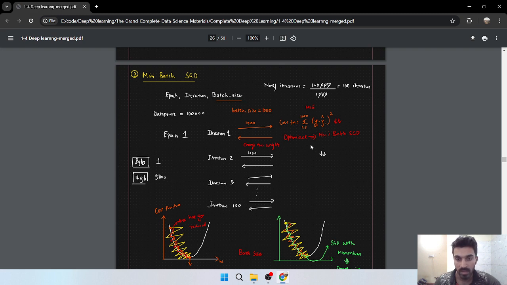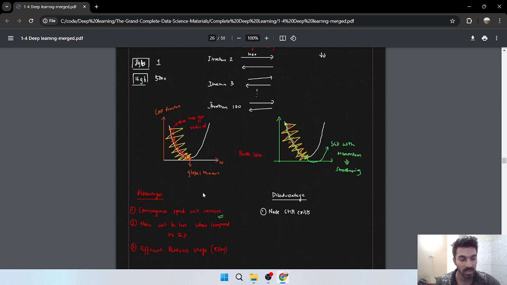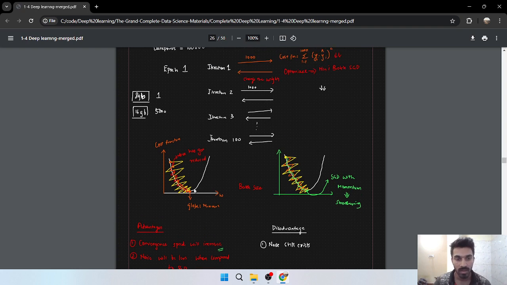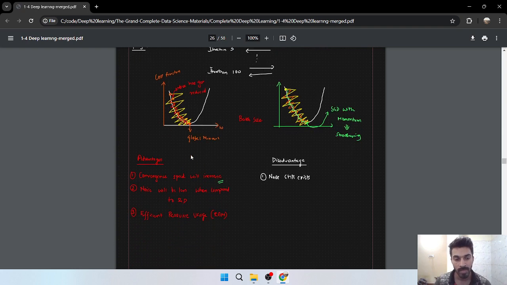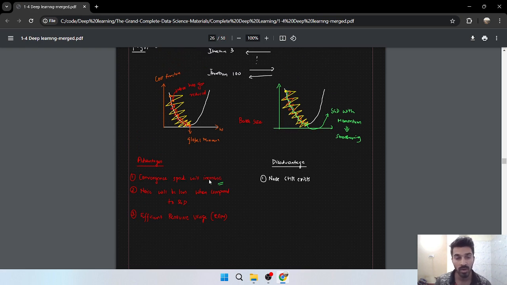So now, the mini batch SGD advantages: convergence speed will increase with respect to SGD, stochastic gradient descent. Noise will be less compared to SGD. Basically, at a time we are passing some batch size, so the noise will also be reduced with respect to SGD. Effective resource usage of RAM: now it is using RAM in an efficient manner.